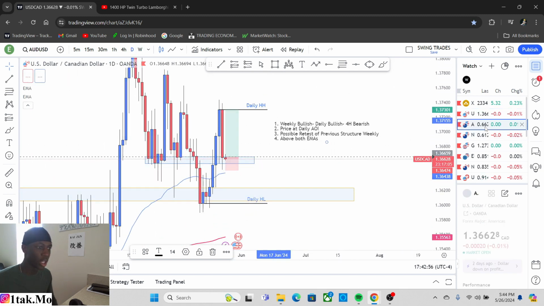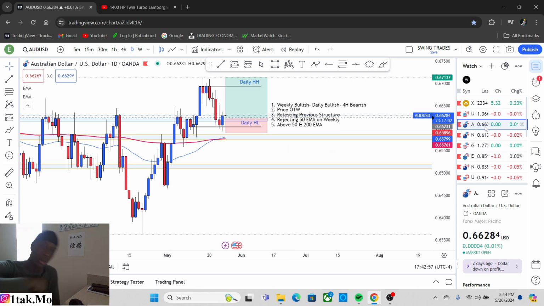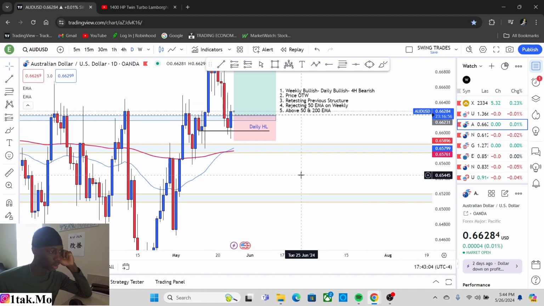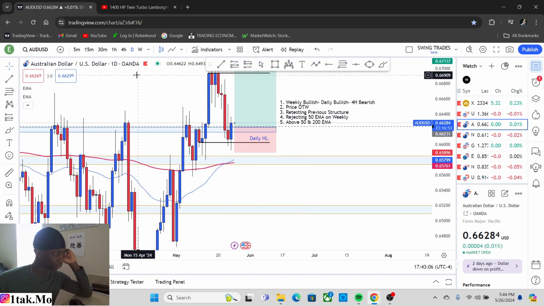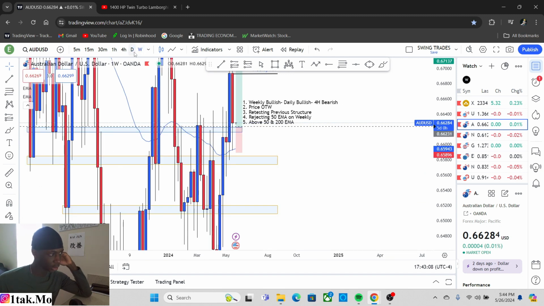Alright, cool. AUD USD, the GOAT. One of my favorite pairs to trade. So, obviously it's bullish as well. Price is above both EMAs, as y'all can see. It's rejecting the daily one. It's rejecting the 50 EMA on the weekly, which is fine.